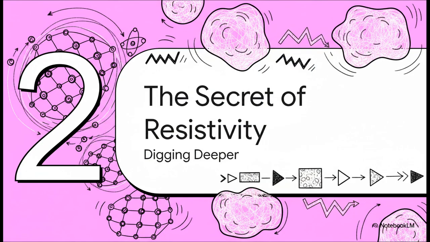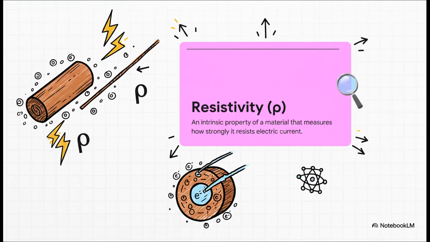So the big question is why? Why do these materials behave so differently? Well, the answer isn't in the object's shape or how big it is. It's buried deep inside the material itself. To understand this, we need to go beyond resistance and dig into a more fundamental idea, resistivity. And that brings us to resistivity, that little Greek letter rho.